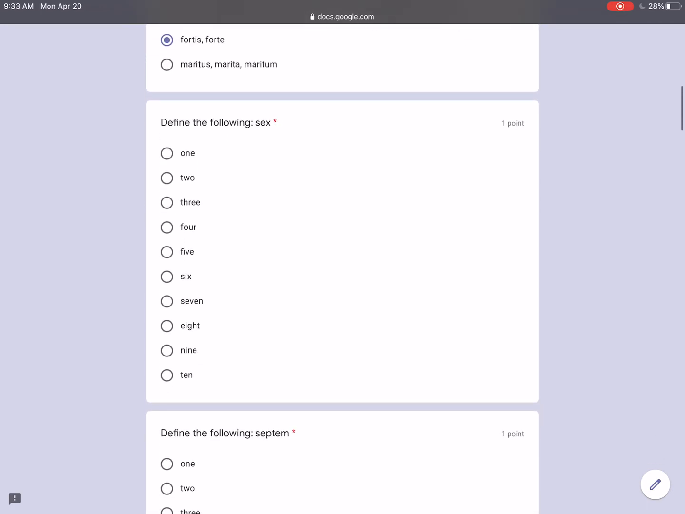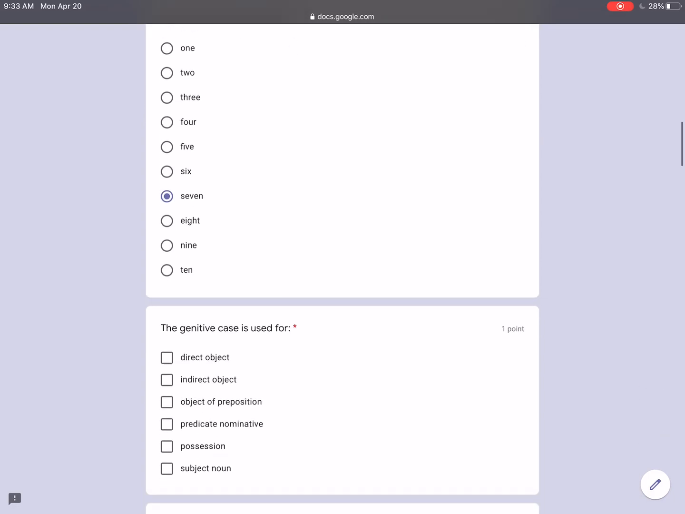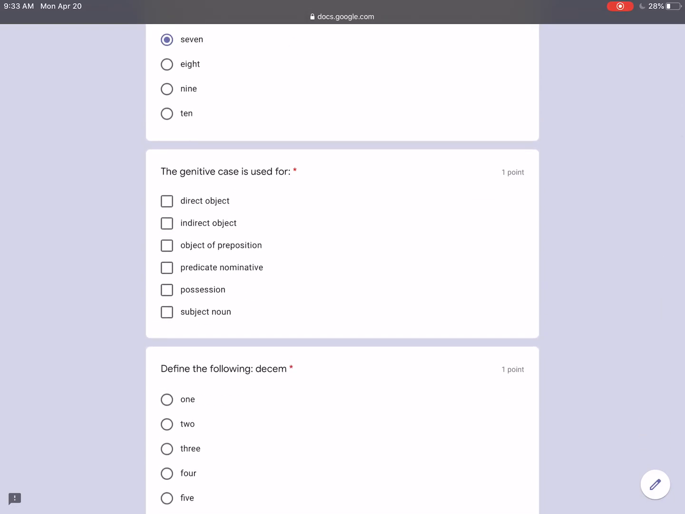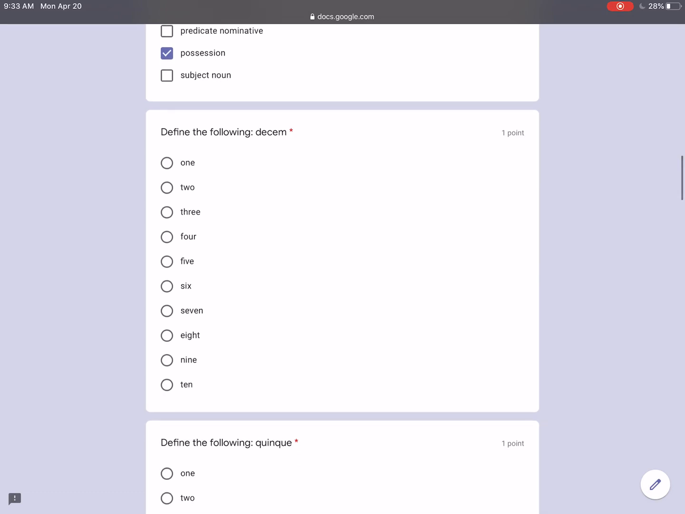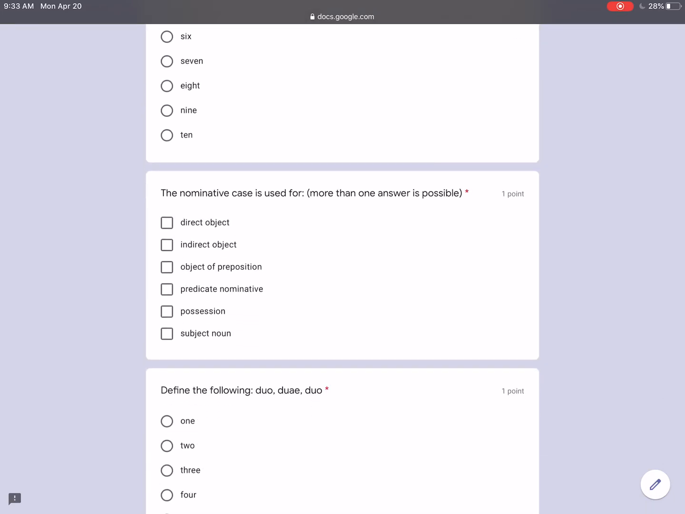Now, define the following. Sex, that is 6. Define the following. Septem, that's 7. The genitive case is used for possession. Define the following. Decem, that's 10. Define the following. Quinque, that's 5. The nominative case is used for, and more than one answer is possible here, the subject noun and the predicate nominative. The answer's in the question, kind of.